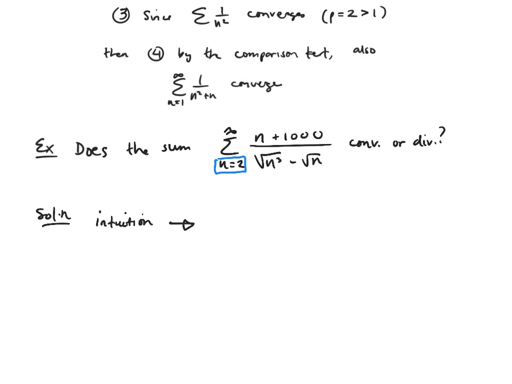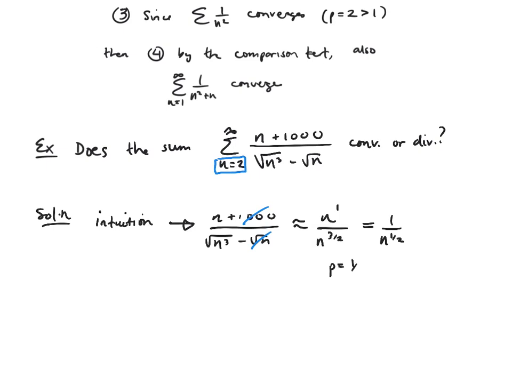So this would be like n plus 1,000. I'm just going to recopy this, root of n cubed minus root n. And as n gets extremely large, it's going to dominate the 1,000. When n is, say, a trillion, it's far bigger than 1,000. And then similarly, the root n term is much smaller than the root of n cubed term. So this is basically going to behave like n over n to the 3 over 2. And that's reducing down to 1 over n to the half.